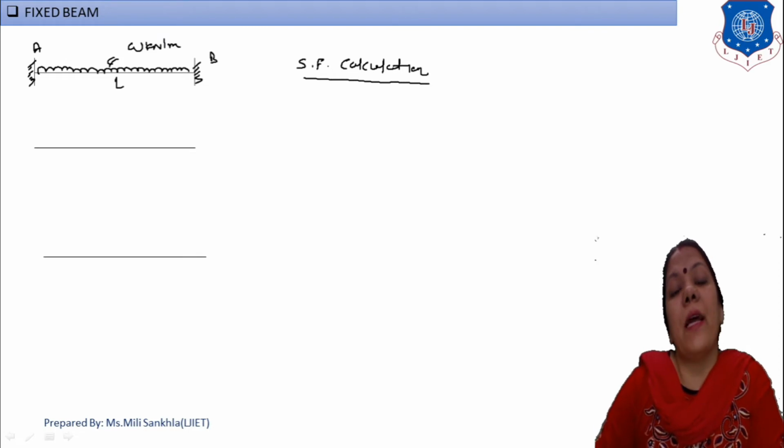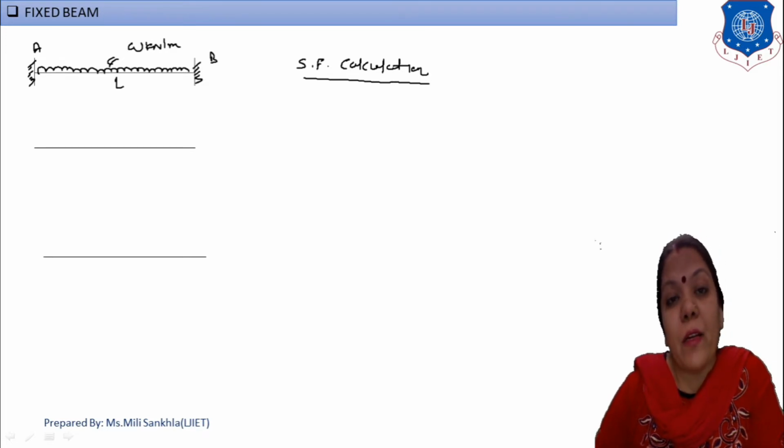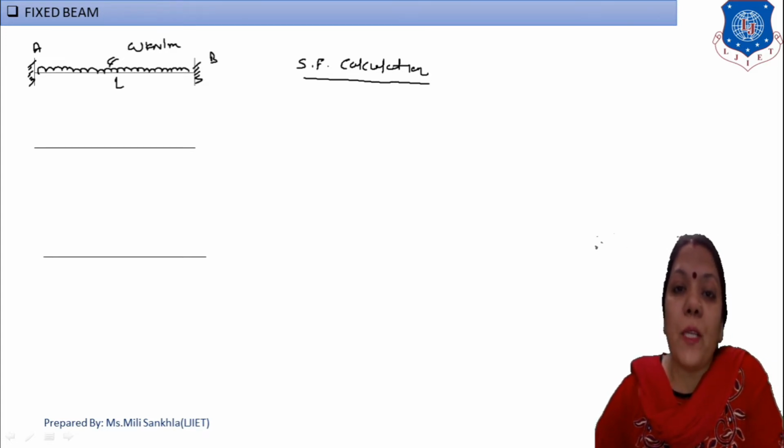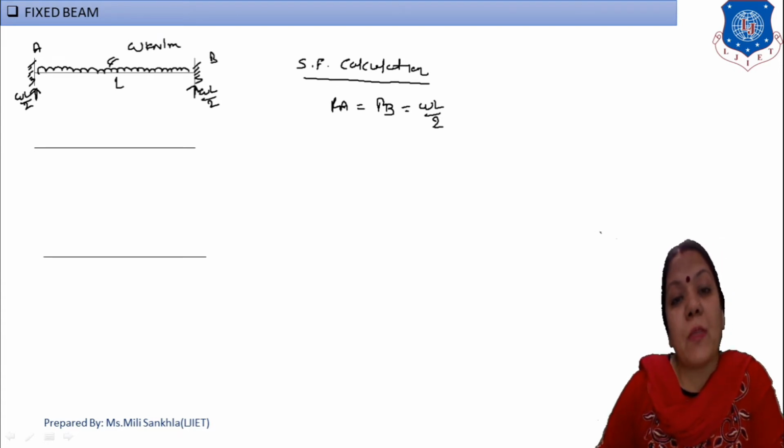In the first derivation of point load, I explained that if our fixed beam is subjected to symmetrical type of loading, in that condition the support reaction of a simply supported beam is the support reaction of the fixed beam. So here RA is equal to RB is equal to WL by 2. Write down support reaction A is equal to WL by 2 and support reaction B is also WL by 2. Now, for a fixed beam subjected to UDL load, the SF diagram is an incline.